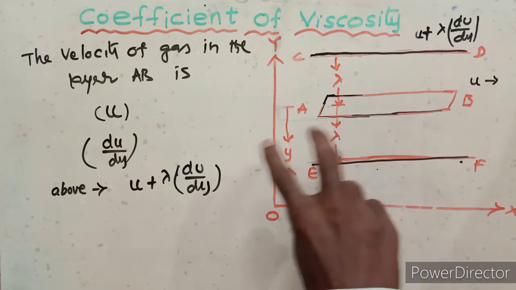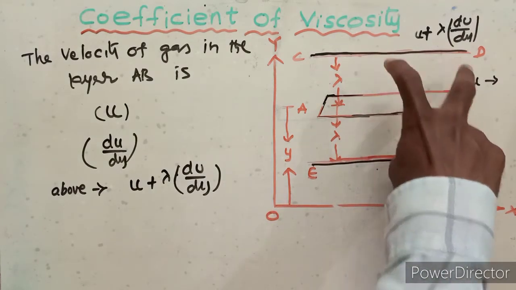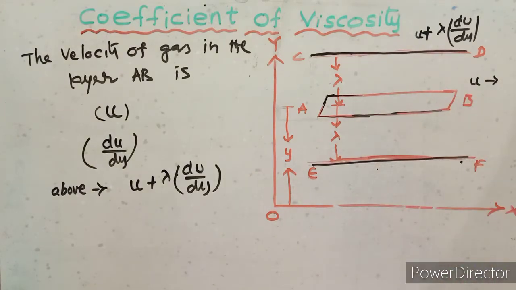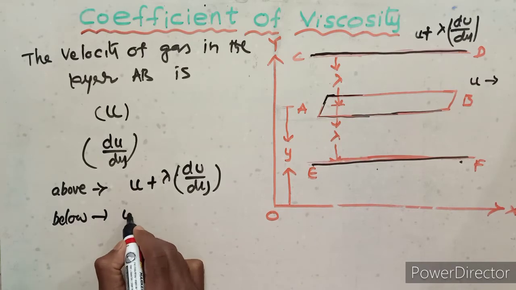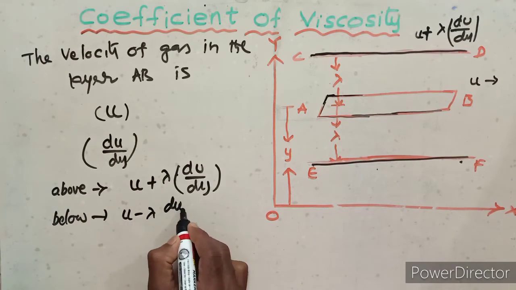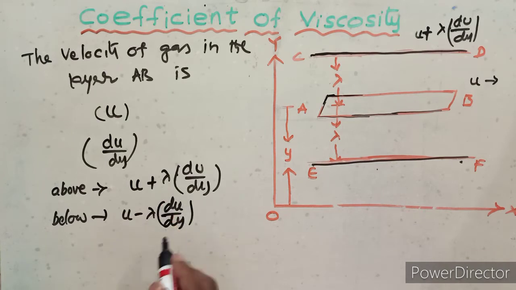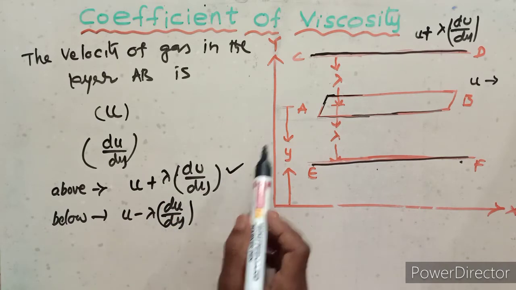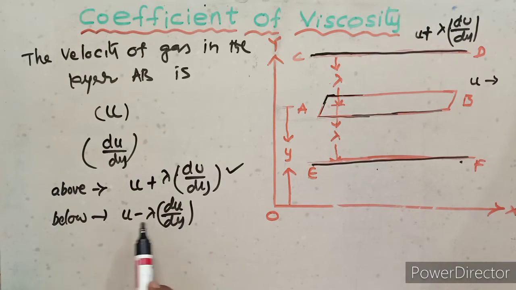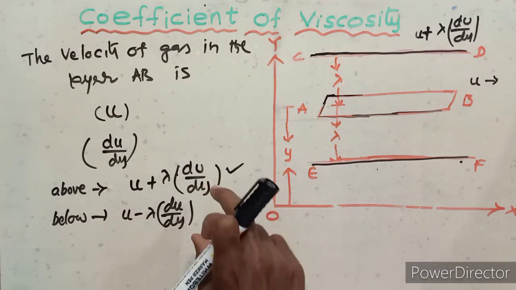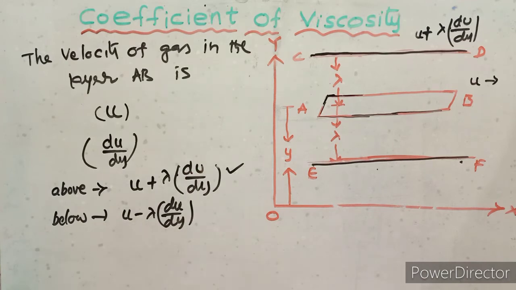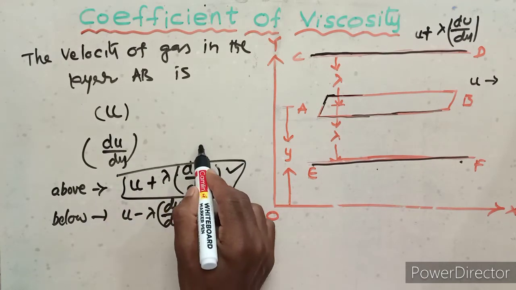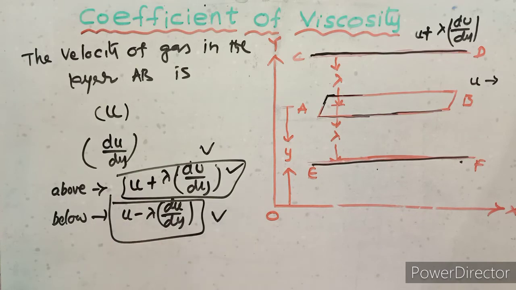Okay, this is the velocity of the above layer CD. And similarly, for the below layer, the velocity is u minus lambda into du upon dy. This is the velocity of the below layer EF. Okay, these are the two velocities.